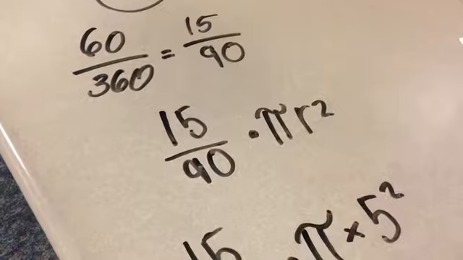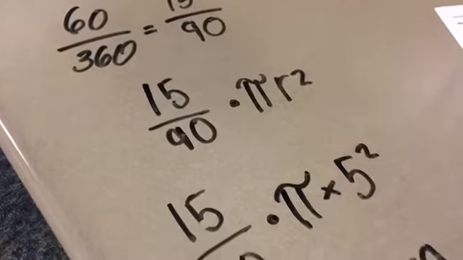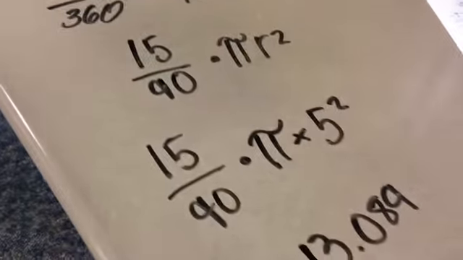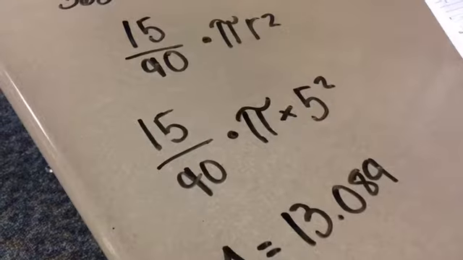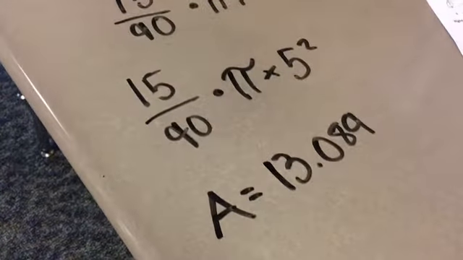Now, we just put 5, which in the original circle you could see is r, in for the equation. So we put 5 in for r. So it'd be 15 over 90 times pi times 5 squared. Then you plug that all into your calculator and get A equals 13.089.